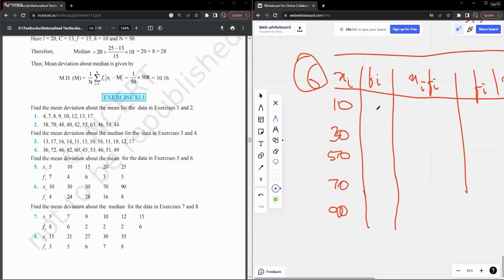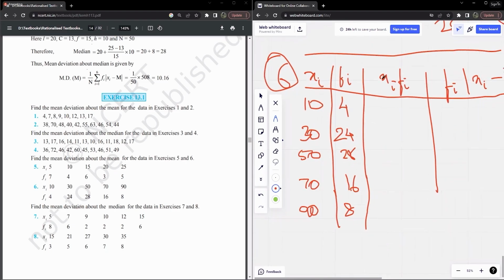Then your fi's are 4, wait, this is 24. This is 24. Then you have 28. Then you have 16, and then you have 8. From this, it's easy to calculate xi fi. This is 40. This is 720. This is going to be, 28 fives are 140, right? Yeah, 28 fives are 140. So this is going to be 1400. 16 into 7 is 112. So this is going to be 1120. And 8 nines are 72. So this again is going to be 720. Cool.